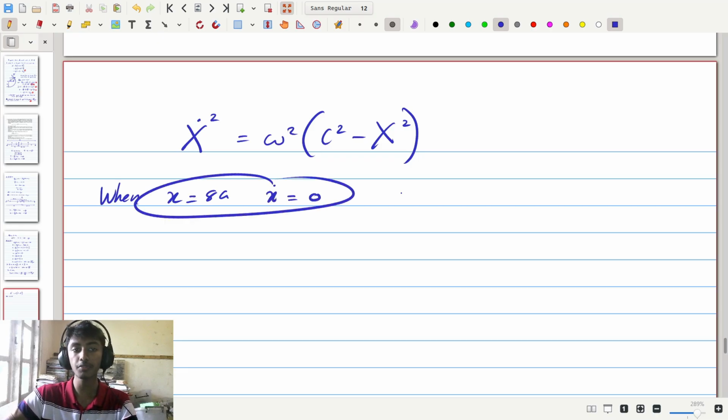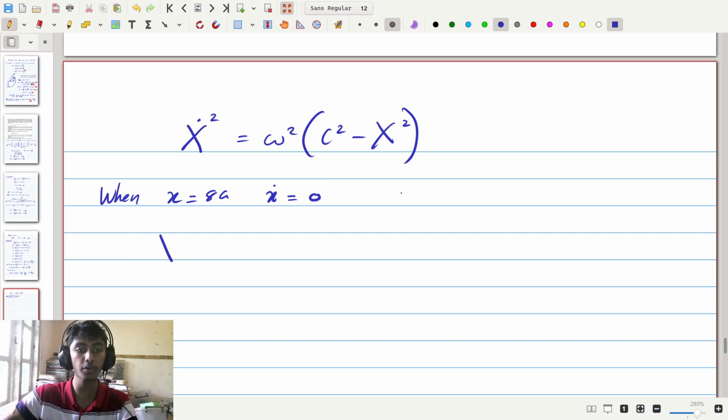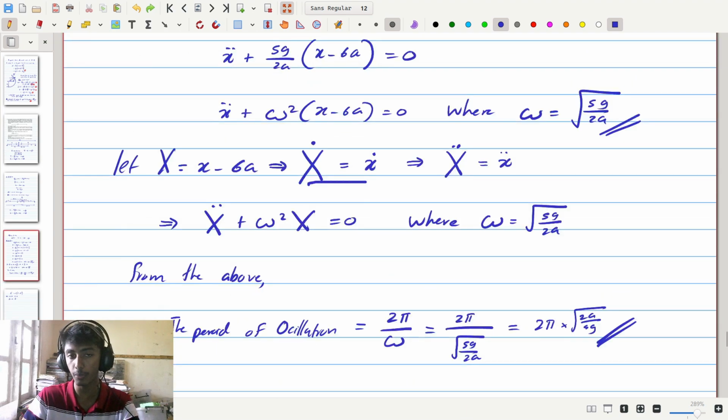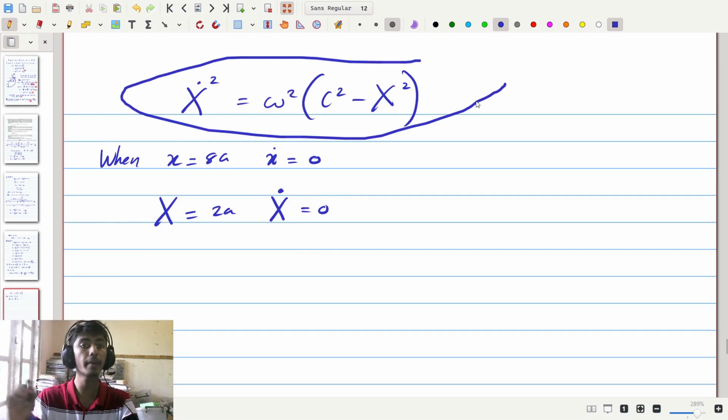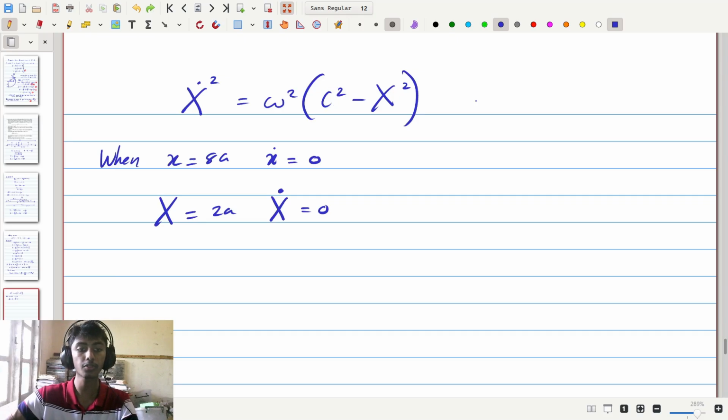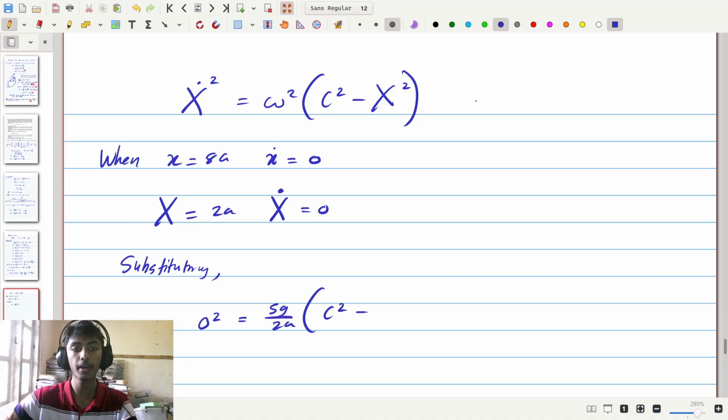Now from the conversion of x, capital X and simple x, we know that this corresponds to capital X equals this 8a minus 6a, which is 2a, and capital X dot equals 0, since capital X dot was equal to simple x dot as we found up here. So we can substitute these two into this expression over here, and by doing that we can find the value of c. So substituting, we get 0 squared on the left hand side equal to omega squared, which is 5g over 2a, times c squared minus 2a squared.